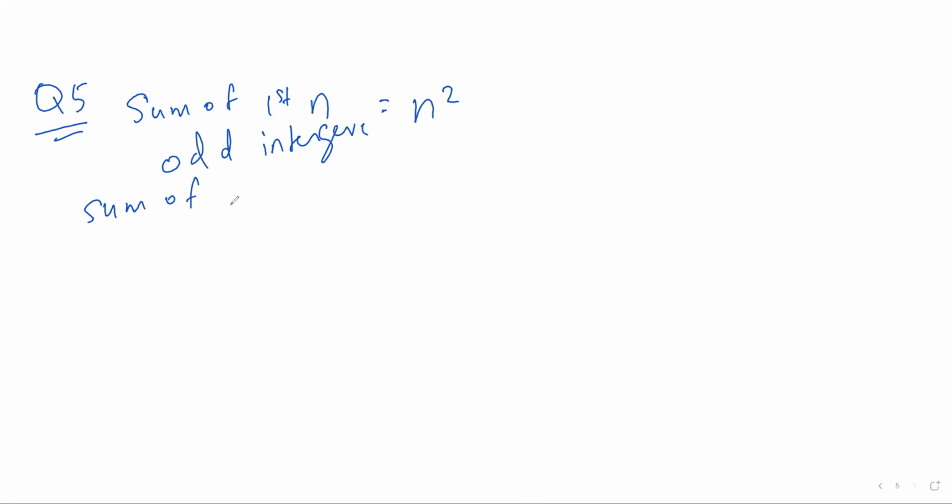So in a sequence, the sum of first n odd integers is n squared. So I'm asking you, what's the sum of this arithmetic sequence starting with 13, 15, 17, up to 39? Okay.